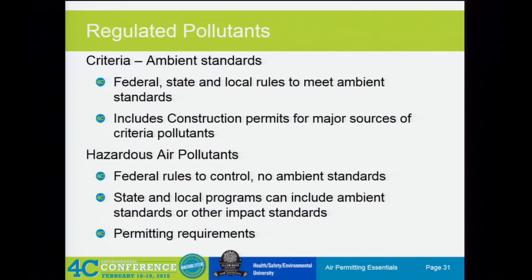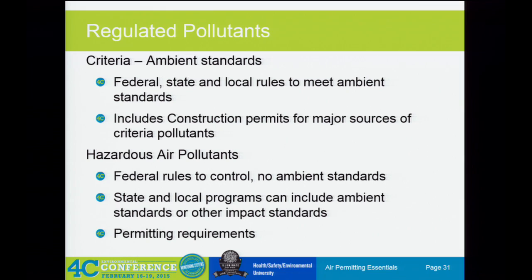For hazardous air pollutants, there are federal rules to control them, so there are no ambient standards. When you think about our MACT regulations, those are all regulations designed to control HAPs, and that's why we don't have specific ambient air quality standards for the HAPs like we do for the criteria pollutants.